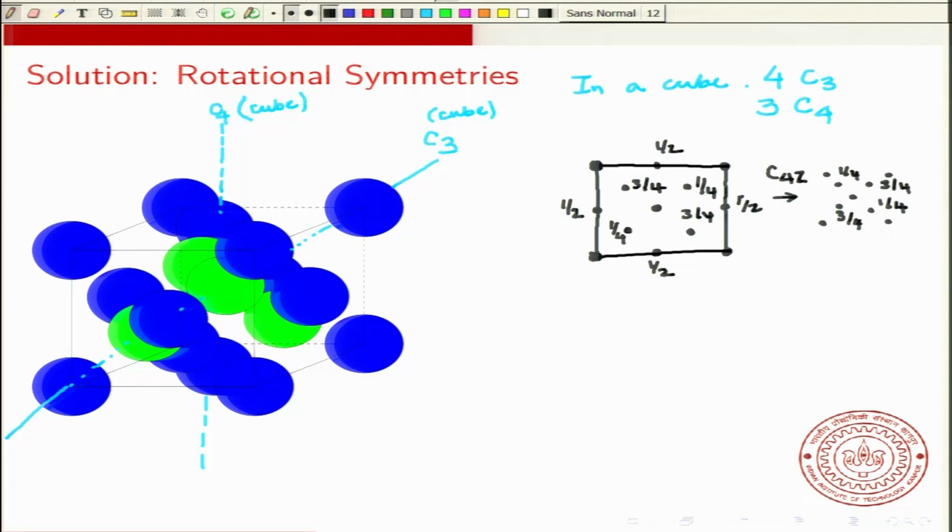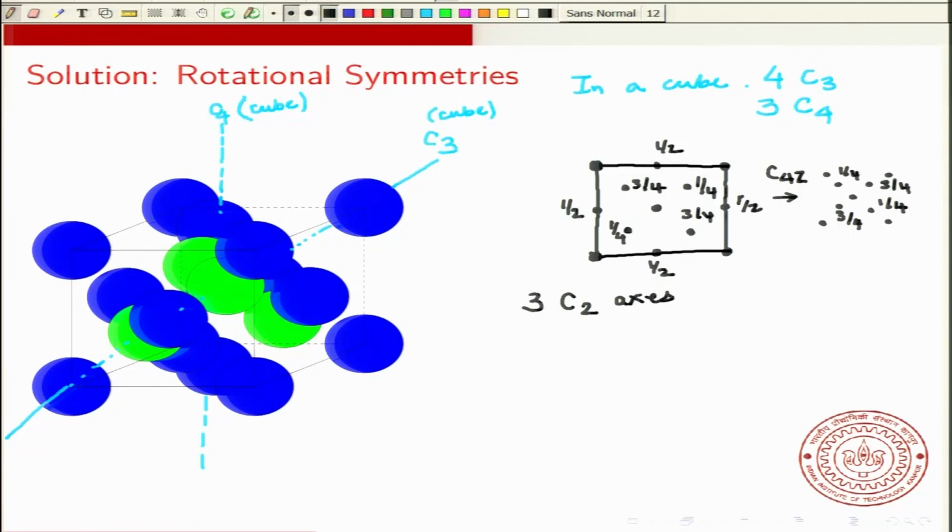However, if you do C4 twice, then you will get back to exactly something like this, because the two points that are located at z equal to 3/4 will swap. The points that are located at z equal to 1/4 will swap. So clearly you have 3 C2 axes. This is directly due to the cube.